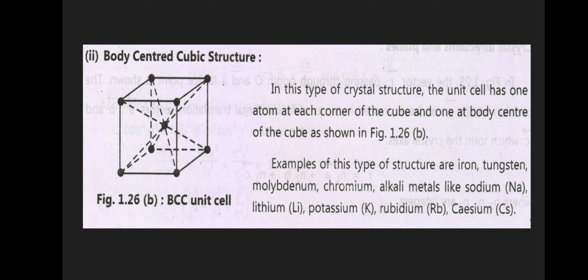Now the examples of this type of structure are iron, tungsten, molybdenum, chromium, alkali metals like sodium, lithium, potassium, rubidium and cesium. Now figure shows this structure. In figure we see that 8 atoms are situated at 8 corners of the body and 1 atom is at the center of the body.